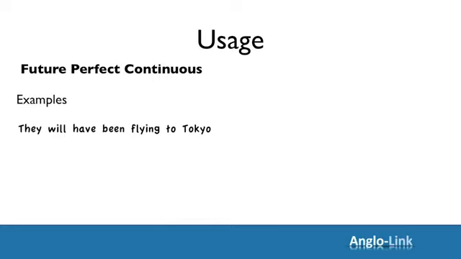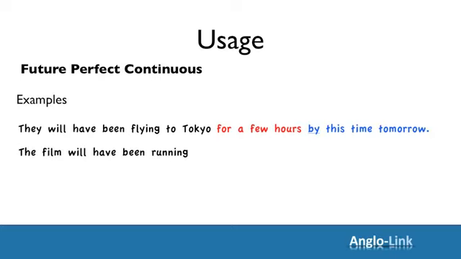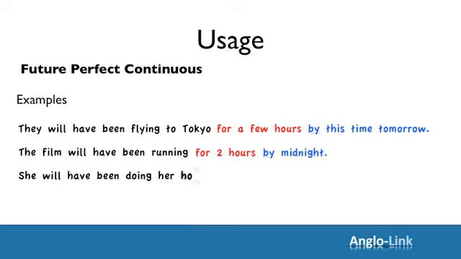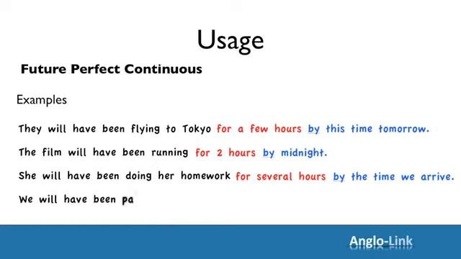They will have been flying to Tokyo for a few hours by this time tomorrow. The film will have been running for 2 hours by midnight. She will have been doing her homework for several hours by the time we arrive. We will have been painting the house all day by the time she returns.